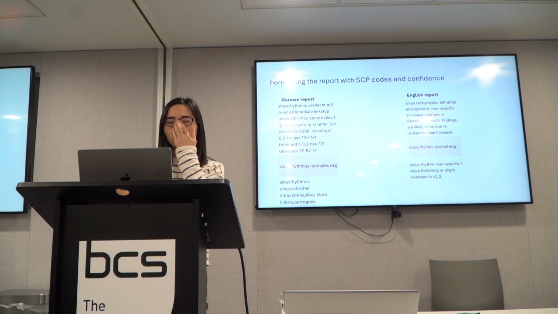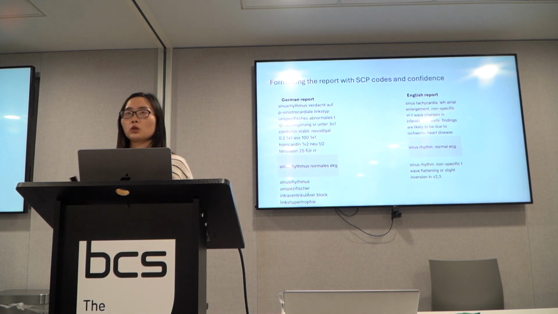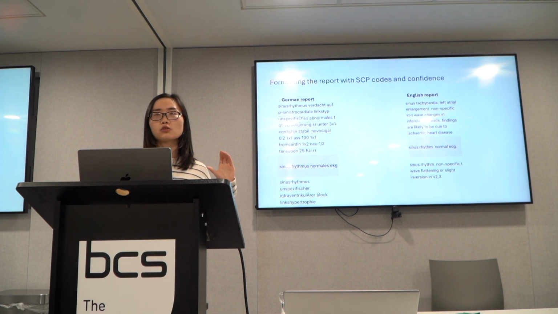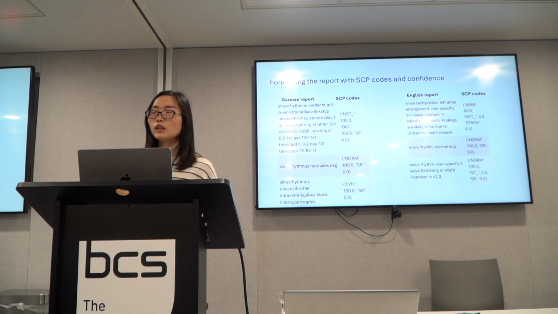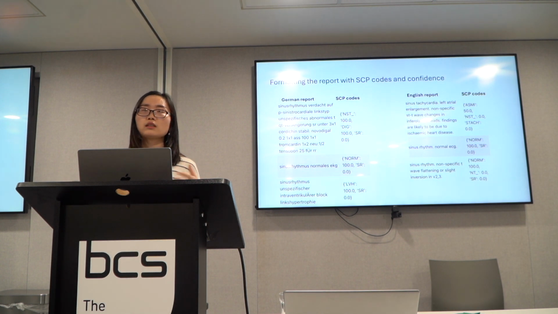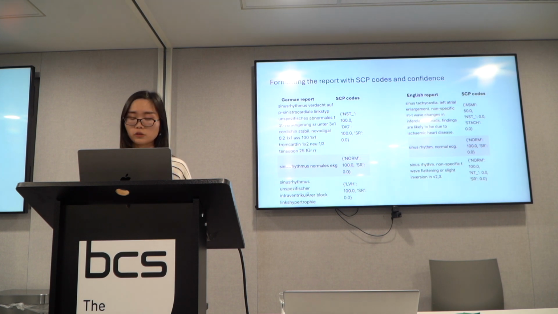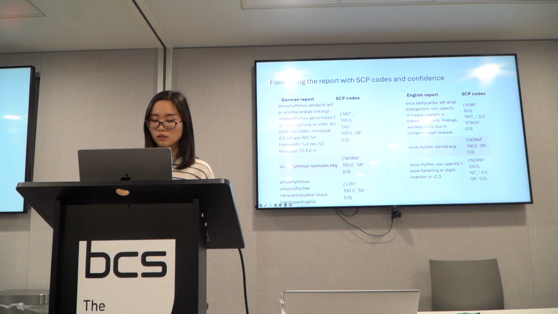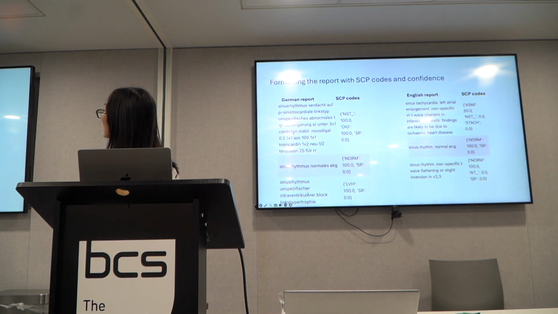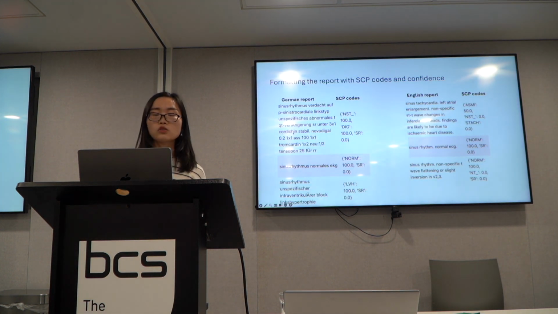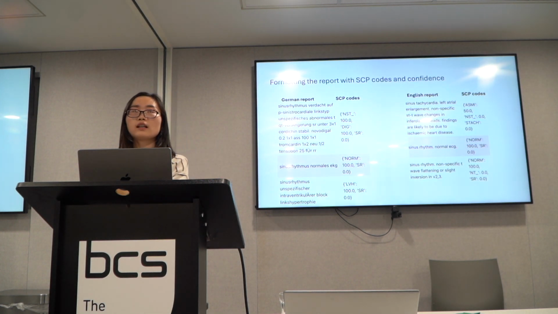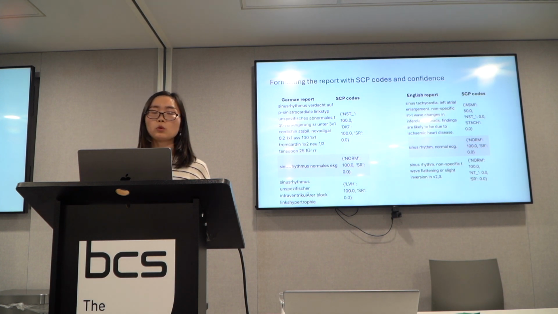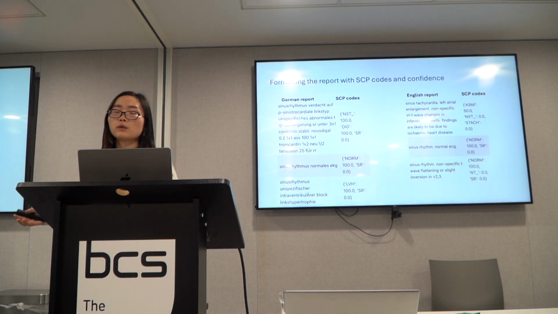So we propose a very simple approach, which is to convert this raw text into clinically defined SCP codes. Even if these are written in different languages, we can convert them into the same SCP code. For example, this one is a normal ECG. You can look at the one highlighted in the green region. On the right-hand side is the report written in English, but both of them we can convert into the same set of SCP codes.